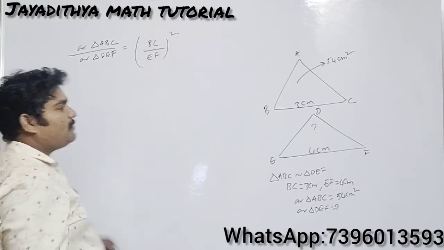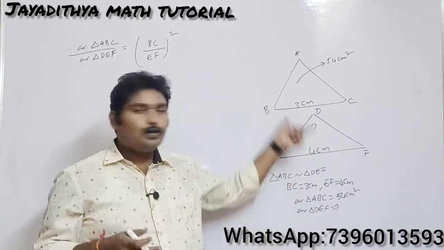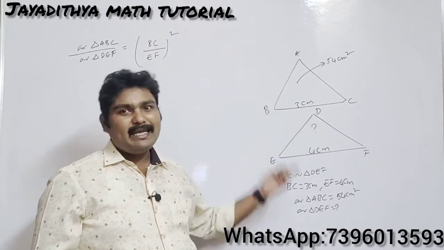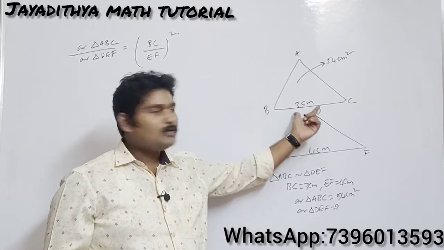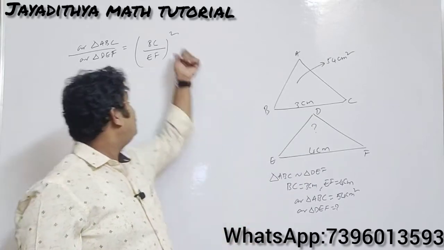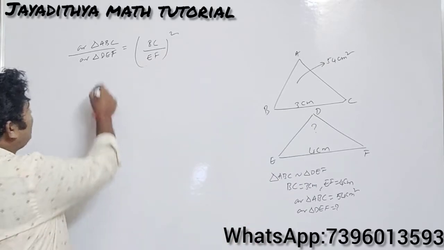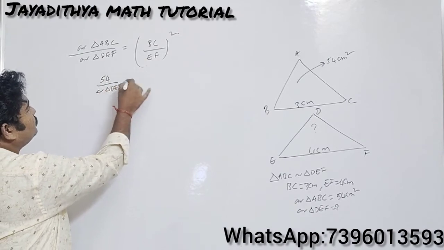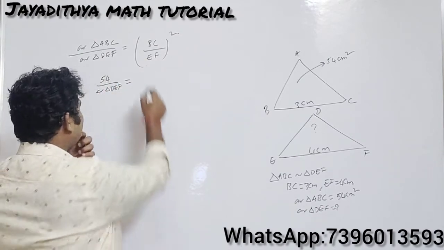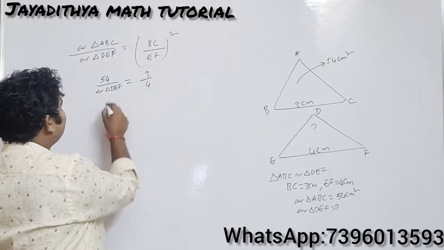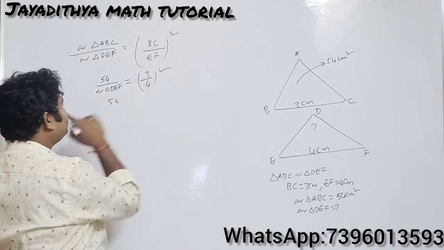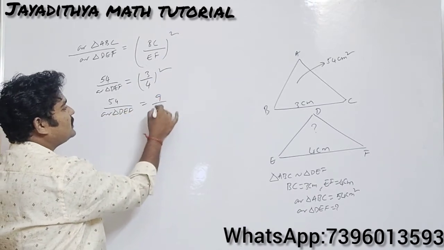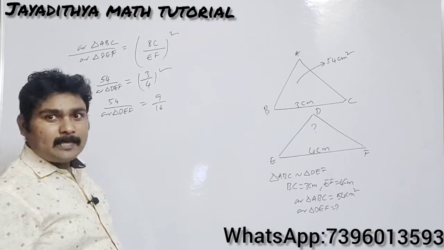So here we have the dimensions of BC and EF, and both are the corresponding sides. So I have taken BC by EF. You can also take AB by DE if those sides are given. Here I have the sides for BC and EF, so I have taken BC by EF whole square. Substitute all the values. This is 54, and area of triangle DEF you need to find out. What is BC here? That is 3, and EF is 4. So this whole square will be there. 54 by area of triangle DEF, which is equal to how much? That is 9 by 16.